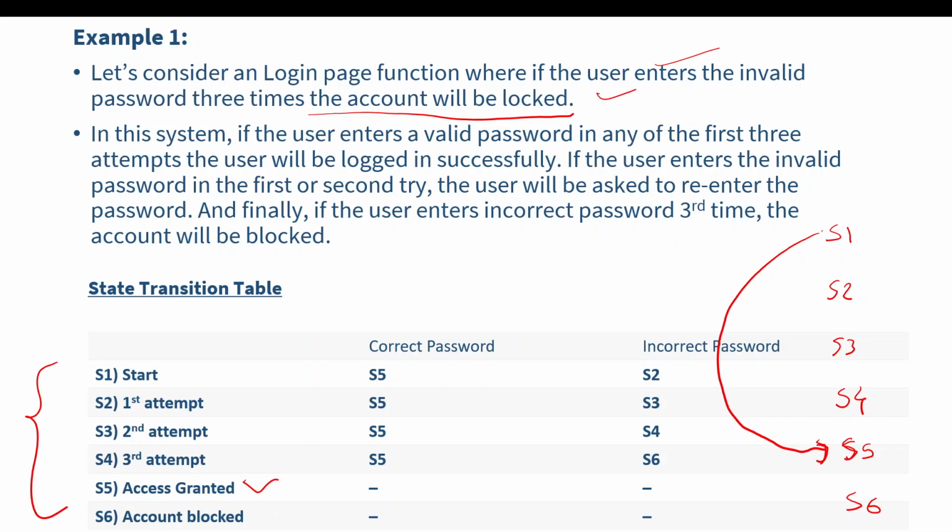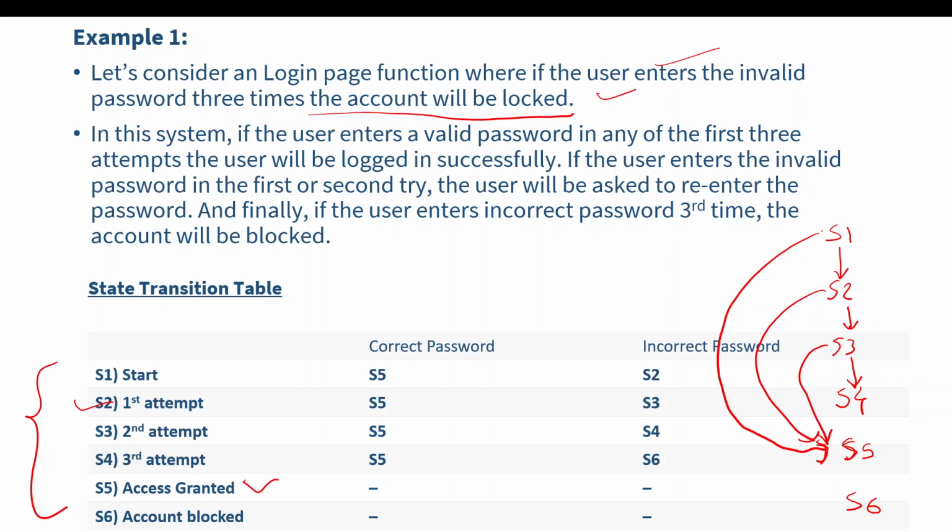If we enter the wrong password, there are 2 conditions in each and every state. So in this first state, if we enter the correct password, then we go to S5. If we enter the wrong password, then we go to S2. S2 is first attempt, correct? First attempt. Now again here 2 conditions. If we enter the correct password, we'll go to S5, otherwise we'll move to S3. S3, again we have 2 conditions. If we enter the correct password, we'll go to S5, otherwise S4.